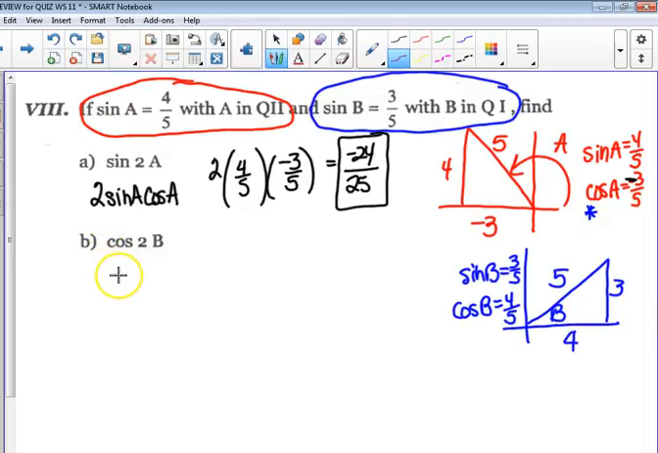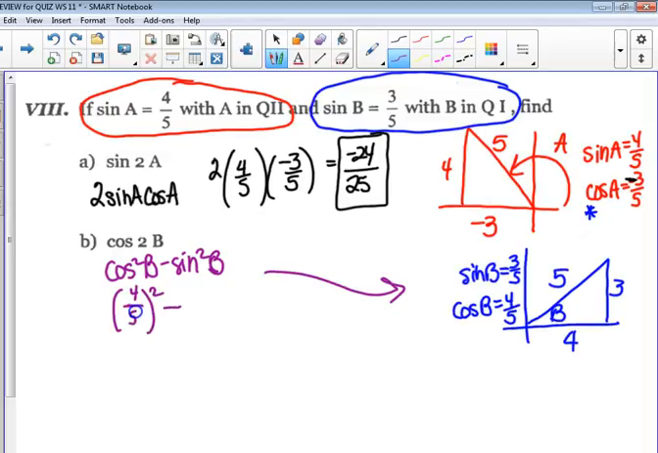Cosine of 2B. It switched to cosine, but it also switched to triangle B. Cosine 2B is a double angle with 3 trades. What do you want to trade for? You pick. Is the first one sine squared minus cosine squared or cosine squared minus sine squared? Okay, cosine squared minus sine squared. So the cosine is negative, oh, we're doing B. Cosine is positive 4/5, right? Because we're doing B.